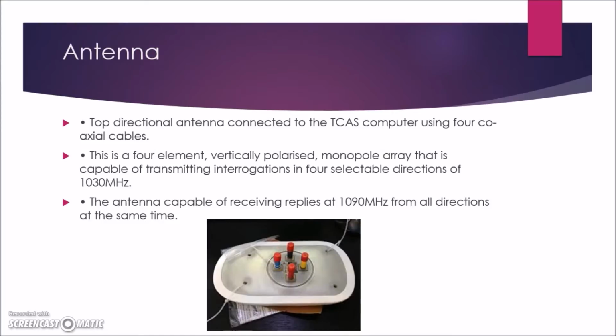Then the antenna. The top directional antenna is connected to the TCAS computer using four coaxial cables. This is a four-element vertically polarized monopole array that is capable of transmitting interrogations in four selectable directions at 1030 MHz. The antenna is capable of receiving replies at 1090 MHz from all directions at the same time. This is an example of the antenna.